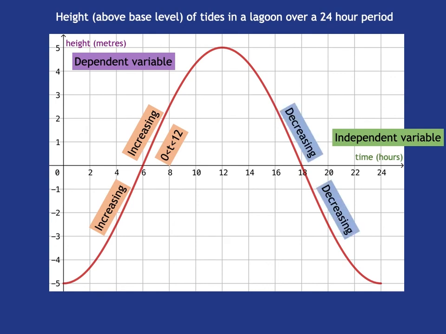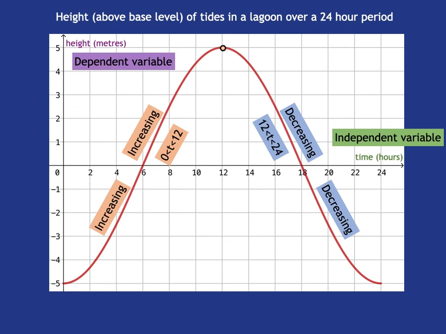Over here, you can see that as the time goes on, so the height is dropping, and there we call that decreasing. That's the decreasing portion of the graph. And if you were asked, where is this graph decreasing? Again, you could write it as an interval, saying between 12 and 24, the graph is decreasing. What does that mean in real terms? What we're talking about is from between time 12 and time 24, the tide is dropping in the lagoon.